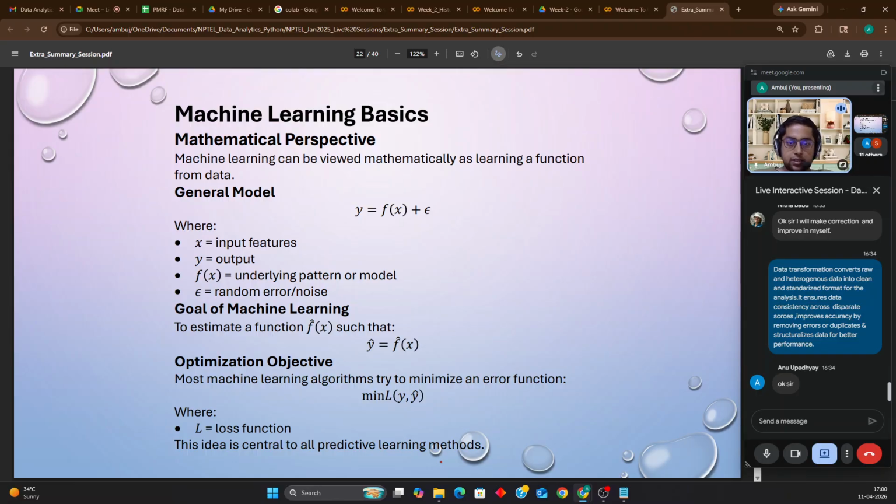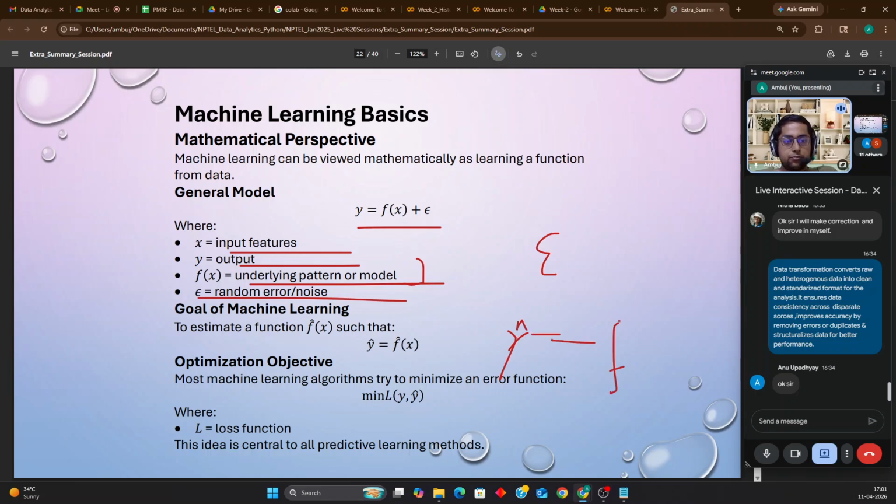Machine learning basics, if you want to learn through them, general modeling already we have covered. Of the form y equal to f(x) plus epsilon, x is the input features, y is the output. f(x) is the underlying pattern, epsilon is the random error. Goal of machine learning is to estimate the function y hat as f hat of x. That is the goal of general machine learning.